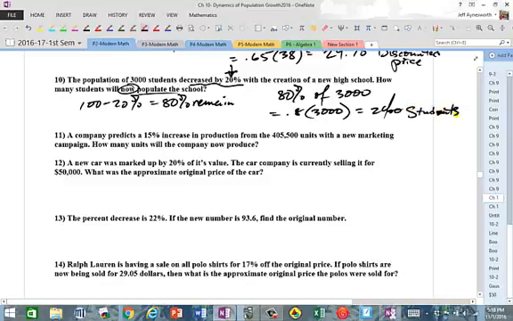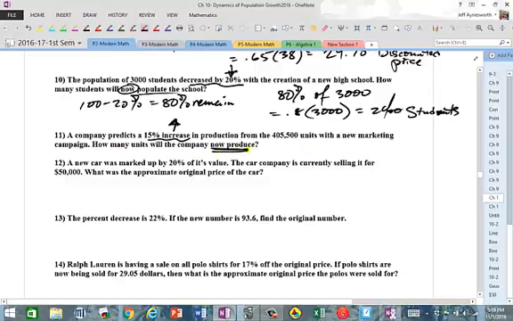All right. So if it's an increase, you add it to 100. If it's a decrease, you subtract it from 100. That's the same as what I did in the previous lesson. On this one, number 11, a company predicts a 15% increase in production. Okay, increase. From 405,500 units with a new marketing campaign. So how many units will the company now produce?